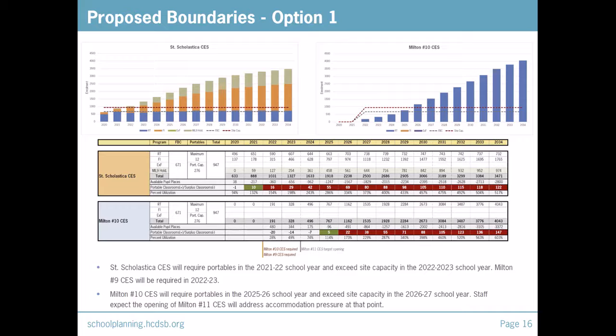In this option, St. Scholastica will require portables in the 2021-22 school year and exceed site capacity the following year. Milton number 9 will be required by the 2022-23 school year. Also, the Milton Catholic Elementary Boundary Review to accommodate French immersion expansion that is currently underway will help alleviate some enrollment pressures at St. Scholastica. Milton number 10 will require portables in the 2025-26 school year and exceed site capacity in the 2026-27 school year. Staff expect the opening of Milton number 11 to address accommodation pressures at that point.